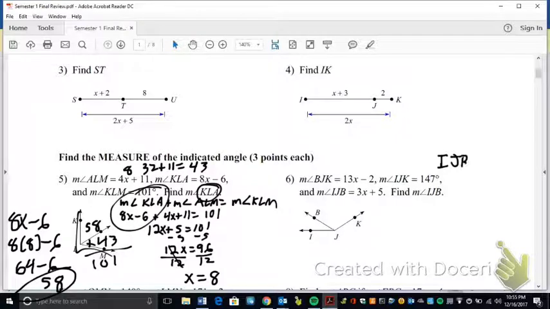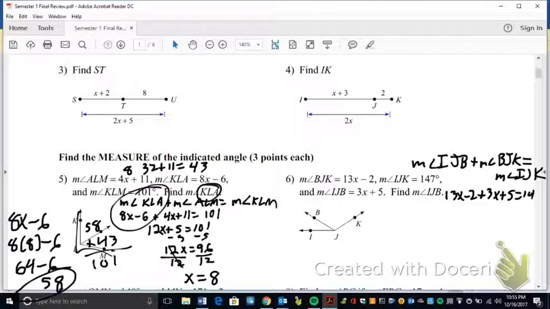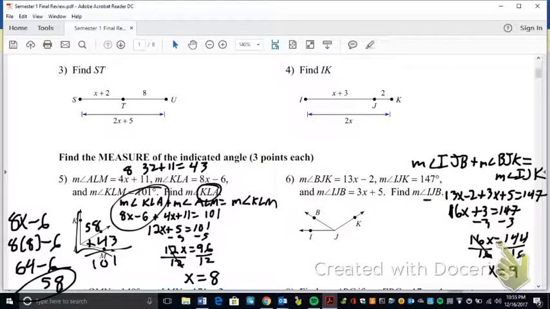So number 6. The measurement of angle IJB plus the measurement of BJK is equal to the measurement of IJK. Plug everything in. 13x minus 2 plus 3x minus 5 equals 147. Combine like terms. 16x plus 3 equals 147. Subtract 3. 16x equals 144. We're going to divide by 16. And we get x equals 9.